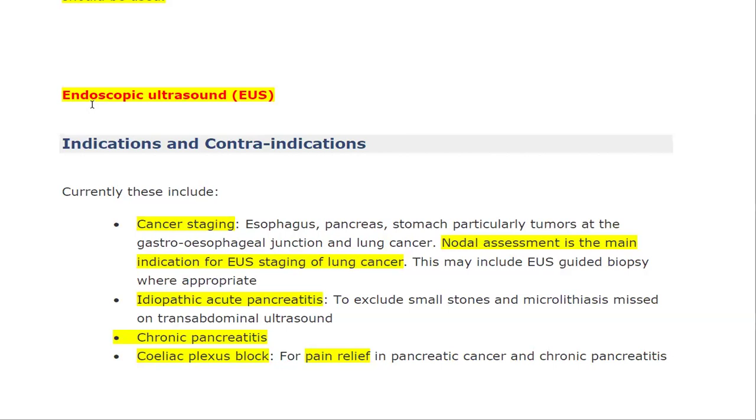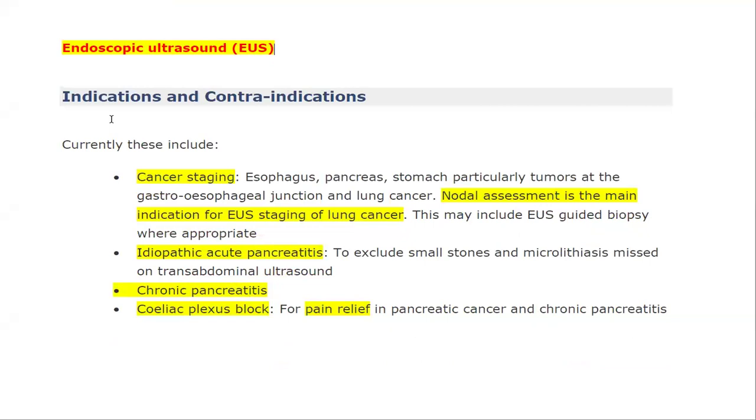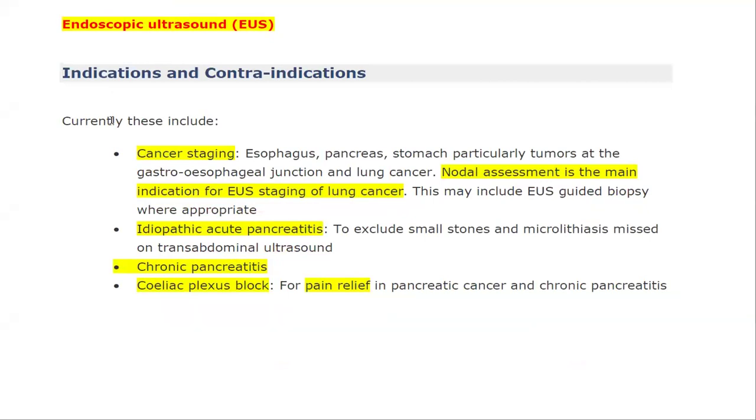So this is very important and quite common to be asked in the exam. It may be one of the choices, so you must know about it. What are the indications and the contraindications of using endoscopic ultrasound? It's currently used for cancer staging, and here you may need nodal assessment, which is the main indication. You can see this statement is very important: nodal assessment is the main indication for endoscopic ultrasound staging of lung cancer.